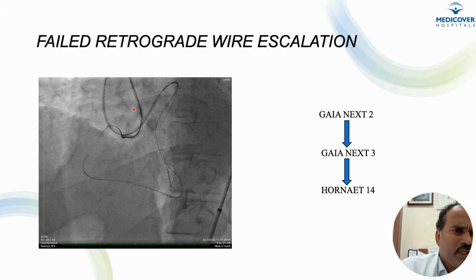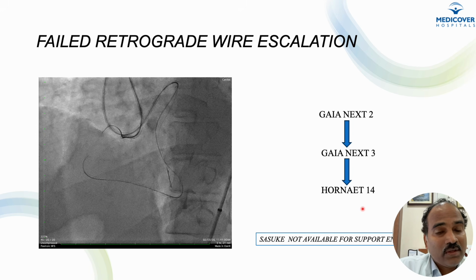So we started wire escalation from Gaia Next 2, it didn't advance, then Gaia Next 3 did not advance, and we further escalated to 114. This is my usual escalation strategy. Even the 114 didn't perforate the distal cap. And I don't have Sasuke.